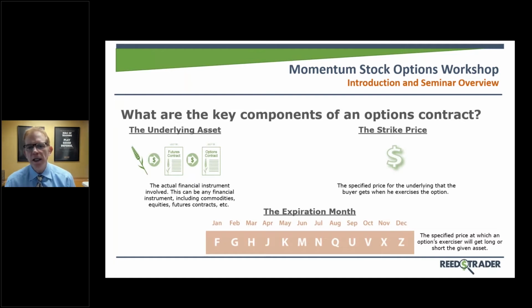So let's talk about what are the key components of an option contract. First of all is what's the option on? That is the underlying asset. You'll hear us use the term underlying. And underlying is really a catch-all phrase for stock or a future or cash FX or whatever the option is on. It is the actual financial instrument involved. Then we have a strike price, and the strike price is the agreed upon transaction price. It's a specified price for the underlying that the buyer gets when he exercises the option, or the seller gets when they exercise their option. It's the predetermined transaction price.